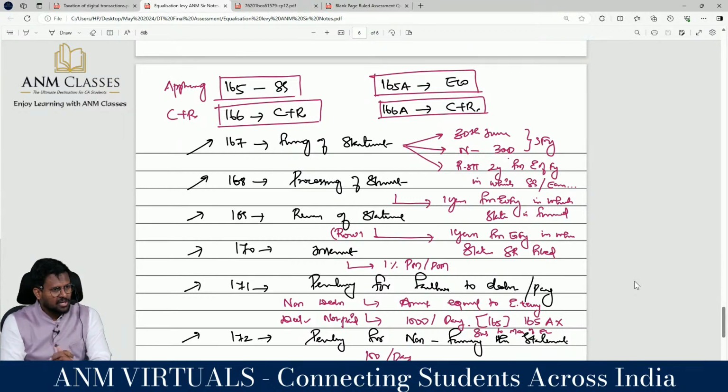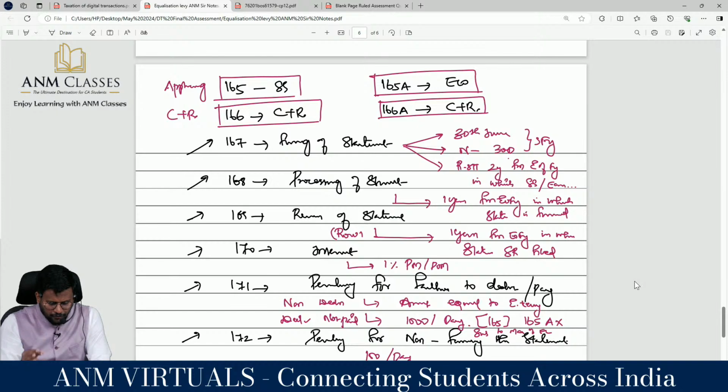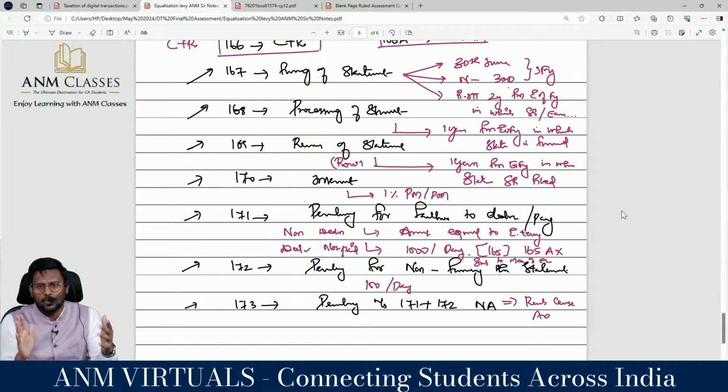170 is interest. Sir, there is a due date: within 7th of the next month or on a quarterly basis you are supposed to make the equalization levy. Otherwise interest will be chargeable at the rate of 1% per month or part of the month. Coming to 171, penalty for failure to deduct or pay. If you don't deduct, the amount equal to the equalization levy will be the penalty. Deducted but not paid, 100,000 rupees per day. Sir, it is applicable to 165 but not applicable to 165A, subject to a maximum of the equalization levy.